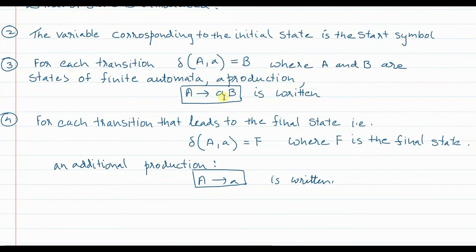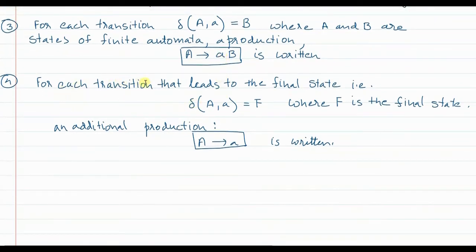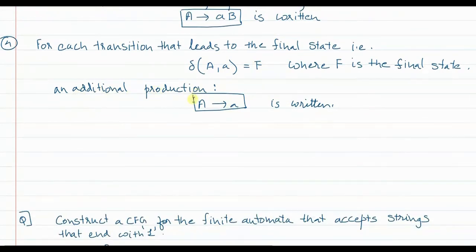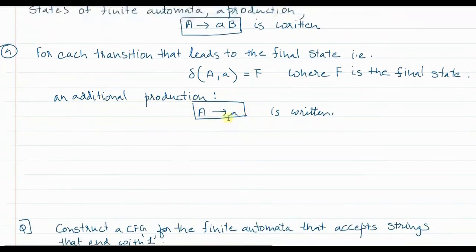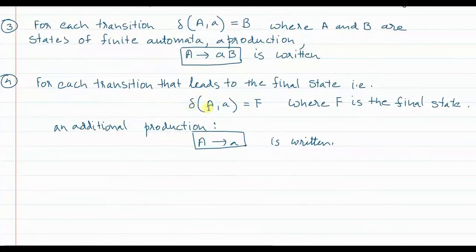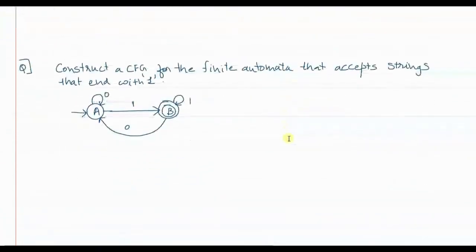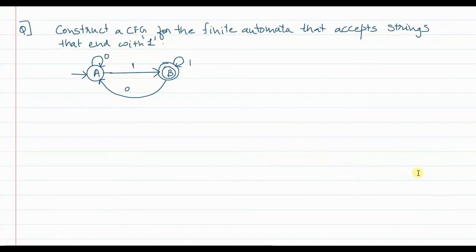And fourth, for each transition that leads to a final state, that means from a particular state A, on reading a, if I go to a final state F, an additional production, that is this, is written. What is this production? Whenever you have a transition from a particular state on reading a that goes to a final state, this can be converted to a production. Just don't write F, you just say A gives a. Okay, you don't have to write F here. Fine. Now quickly we'll see an example.